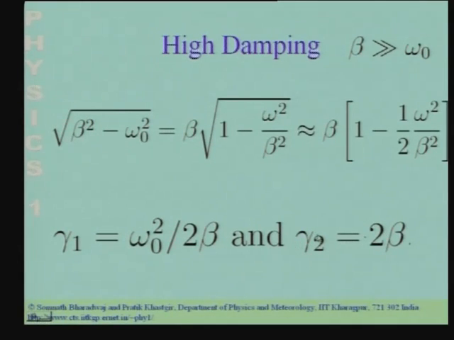Now, let us discuss what happens when beta becomes very large, much larger than omega naught. In that limit, gamma 2 tends to become a very large number, while the root gamma 1 slowly tends to 0.